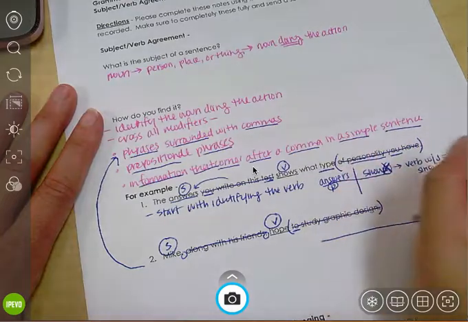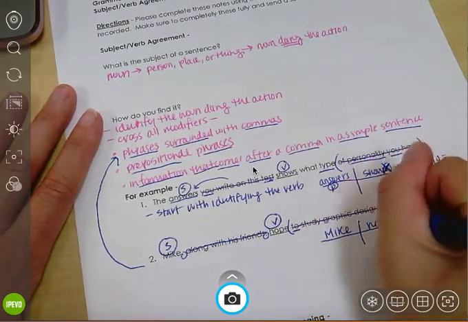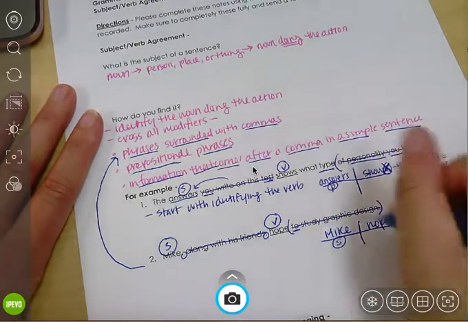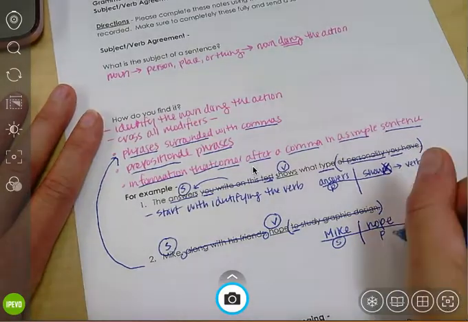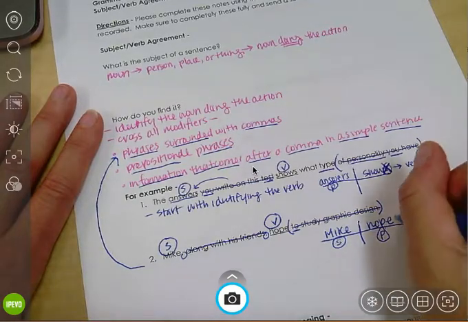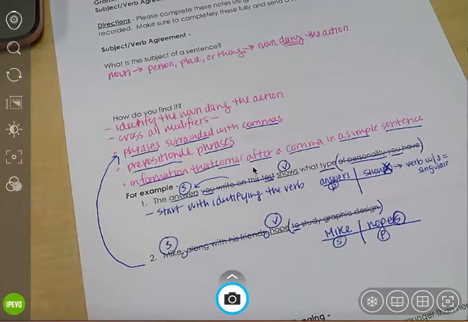So I'm going to go ahead and diagram this. Okay, so Mike we know is singular. There's only one Mike. Hope is missing that S, so that is plural. Wait a second. They do not match. So you need to add an S right there. Mike hopes. That's going to make sure that it agrees.